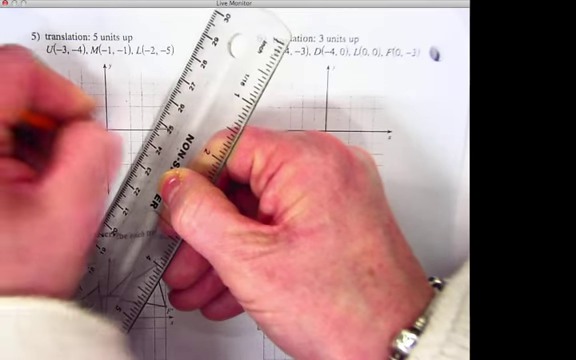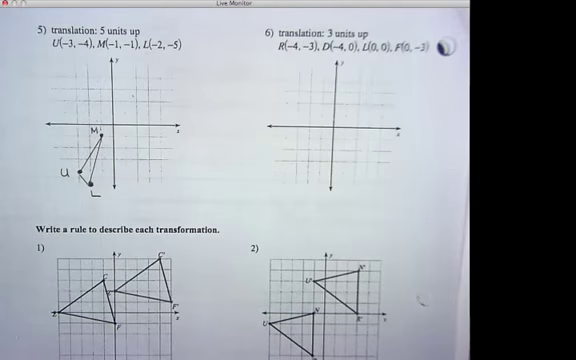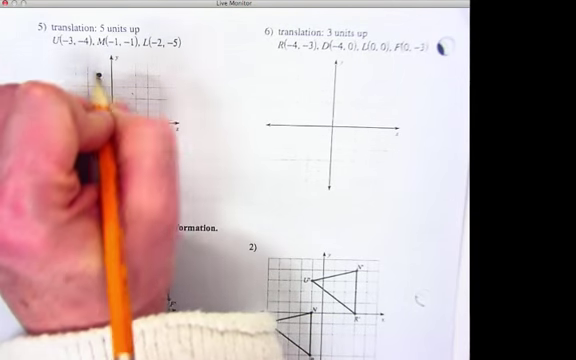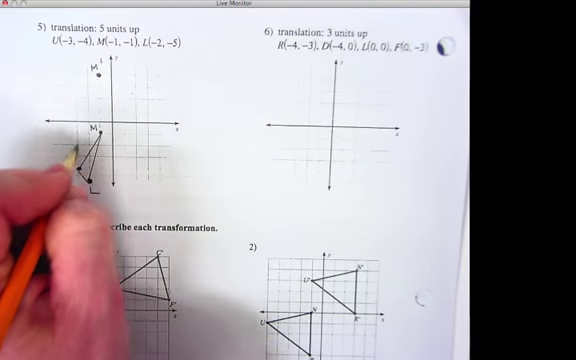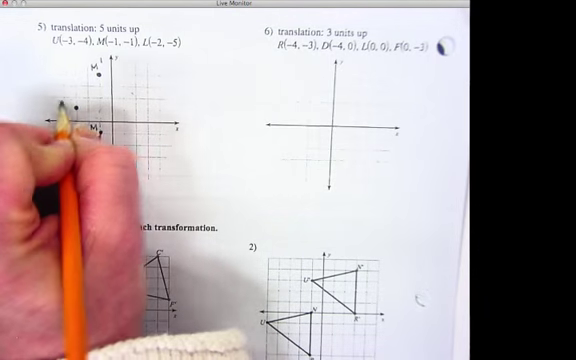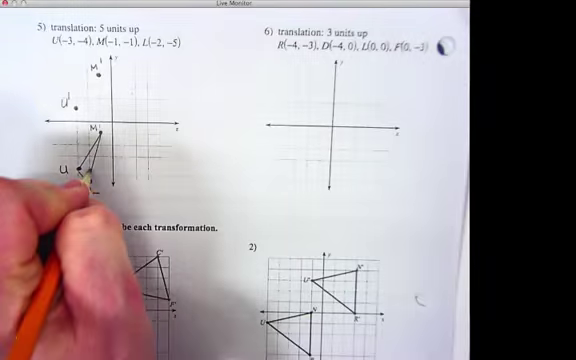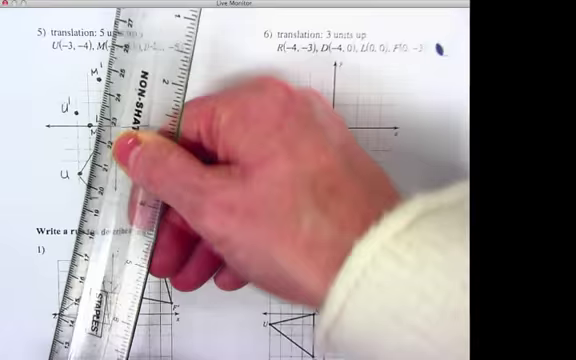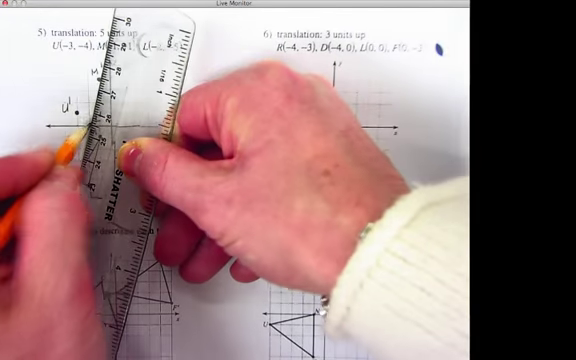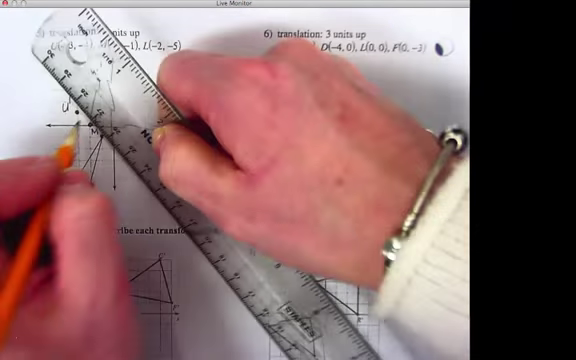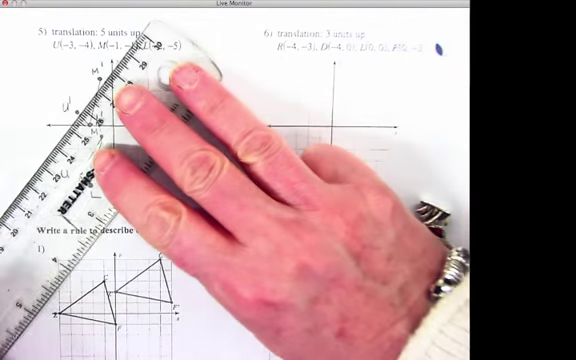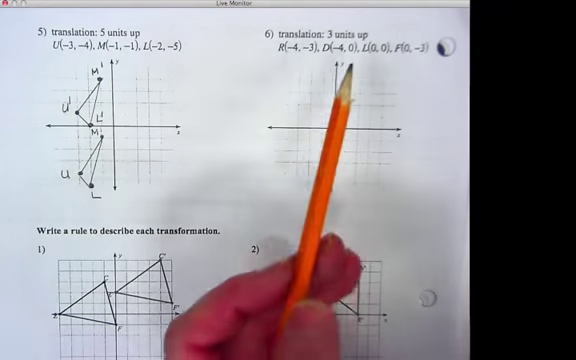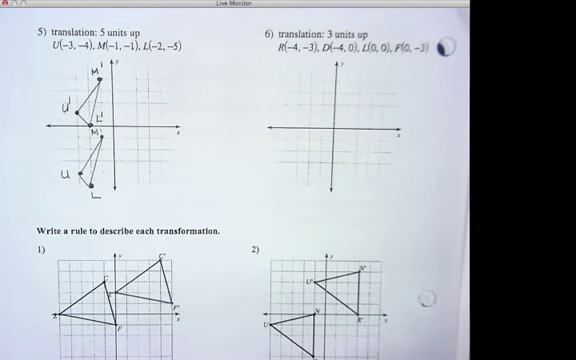Okay, now I'm going to go ahead and move that up 5 units. So we're going to go up 1, 2, 3, 4, 5. And you should be fully on your own by this point. Feeling like you're understanding it a little bit better, and noticing that when you've translated it, you should have the exact same image. It's just slid to a new location. Now what I'd like you to do is go ahead and try number 6, see how you do. I'll show you the answer.